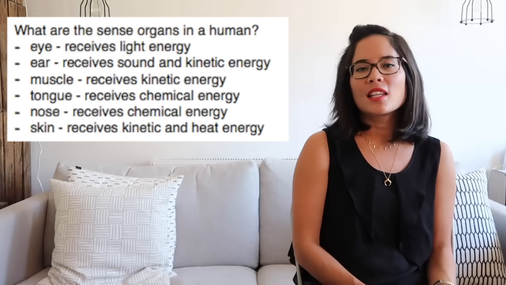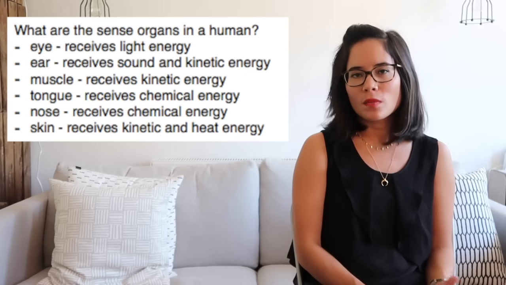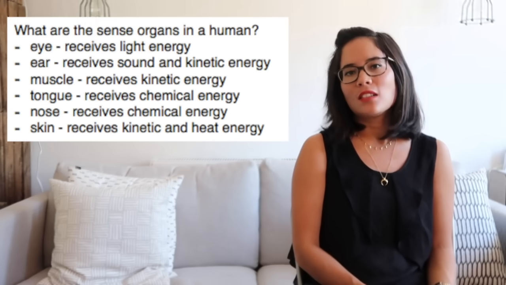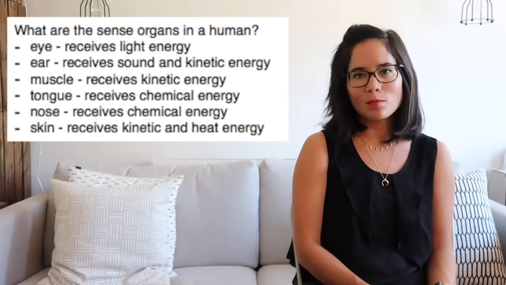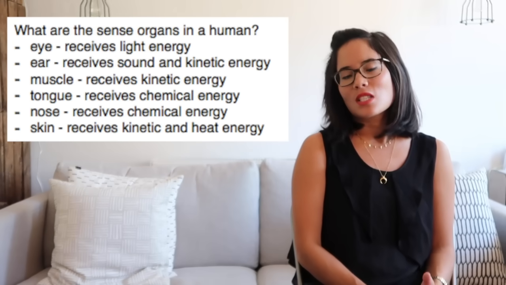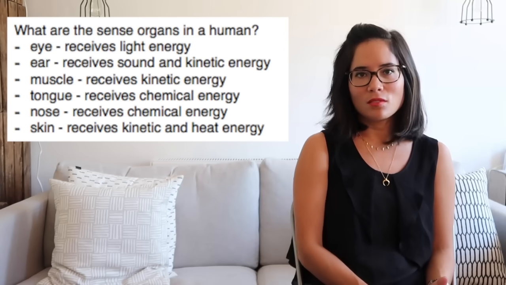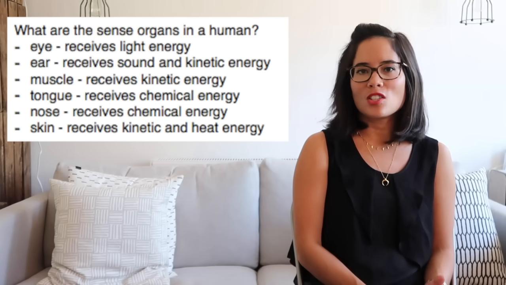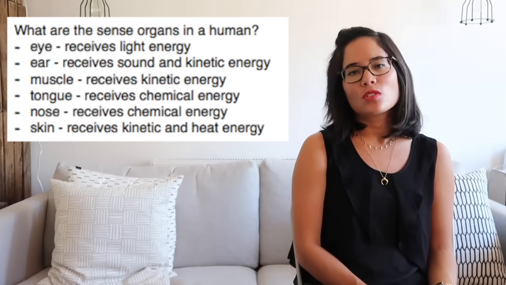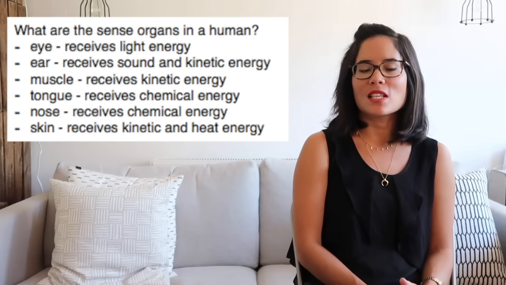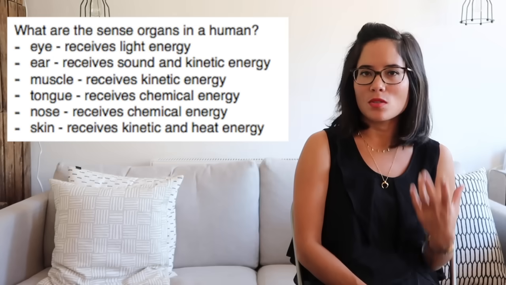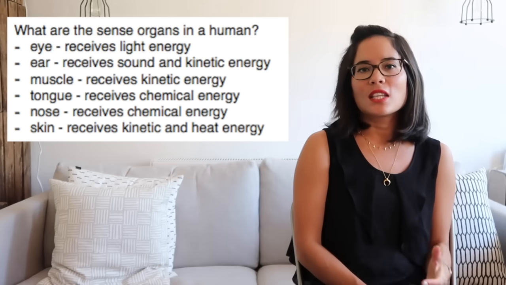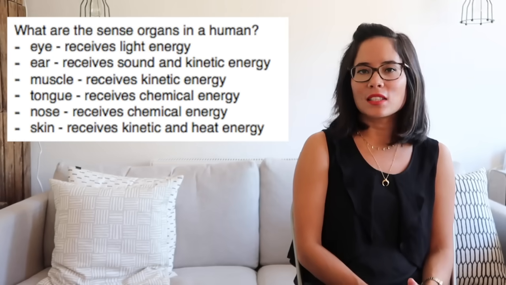Starting with the eye, that receives light energy. The ear receives sound energy and kinetic energy. The muscles in your skin receive kinetic energy. Your tongue receives chemical energy. So your nose, it also receives chemical energy. Why? Because that's chemicals in food and that's what you smell. And then lastly, your skin receives kinetic energy and heat energy.